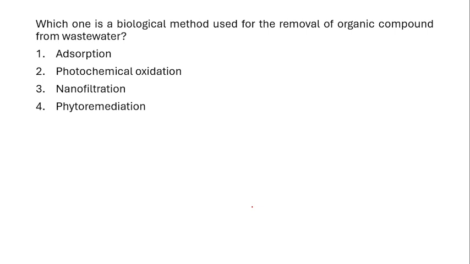Next question is, which one is a biological method used for removal of organic compound from wastewater? Adsorption, photochemical oxidation, nanofiltration, phytoremediation. So all these methods are useful in the removal of organic compound from wastewater, but they are asking you about the biological method. So a biological method should be using living organisms, right? So the right answer is phytoremediation. Okay.